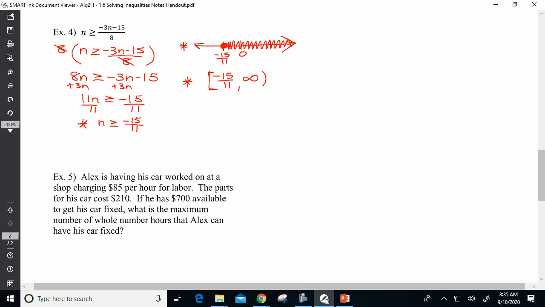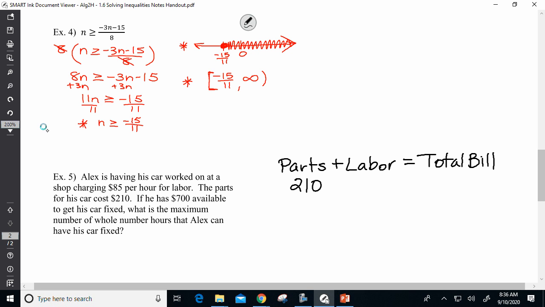So Alex took his car to the shop to get it fixed. Most shops are going to charge you for your parts plus your labor. Parts plus labor equals your total. So for parts, $210, and then labor is $85 per hour. You don't know how many hours that is, so 85 times H.